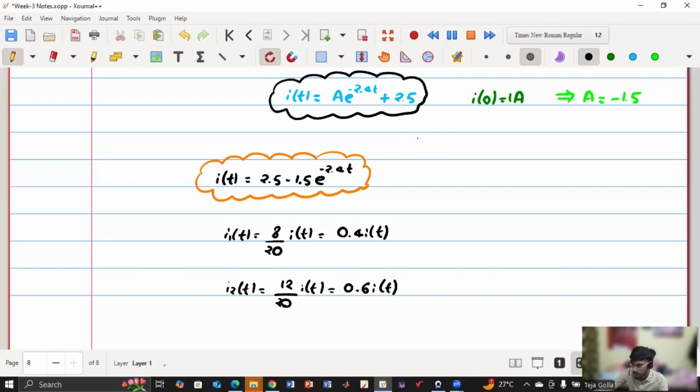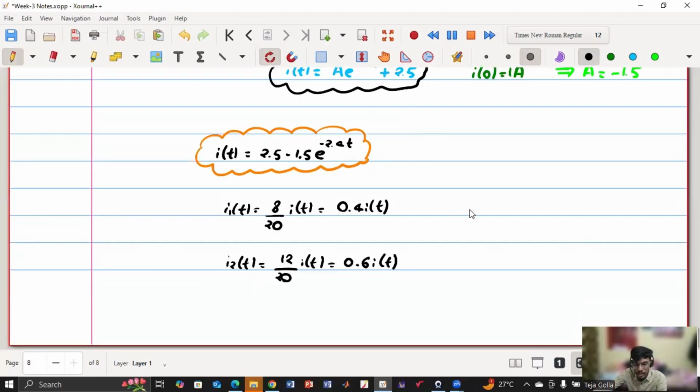Yes. So now can you tell the expression for I1 of t and I2 of t? I1 of t is equal to 1 minus 0.6 e to the power minus 2.4 t. Okay. And I2 of t.